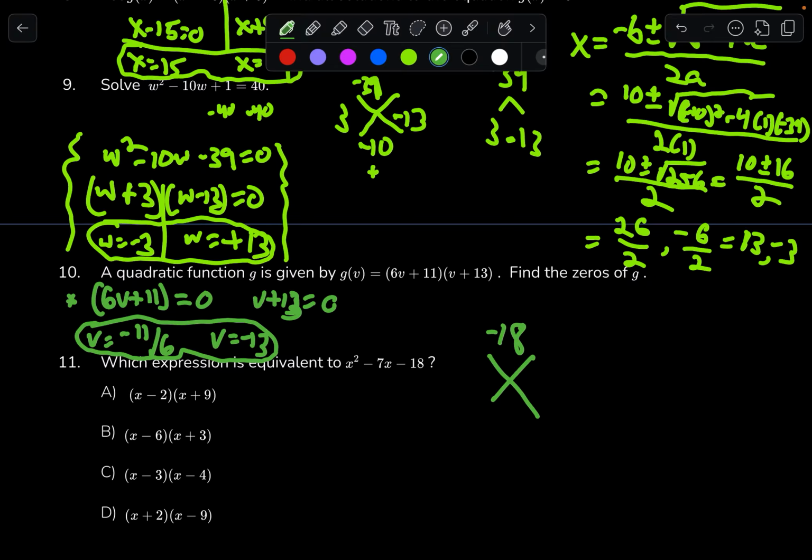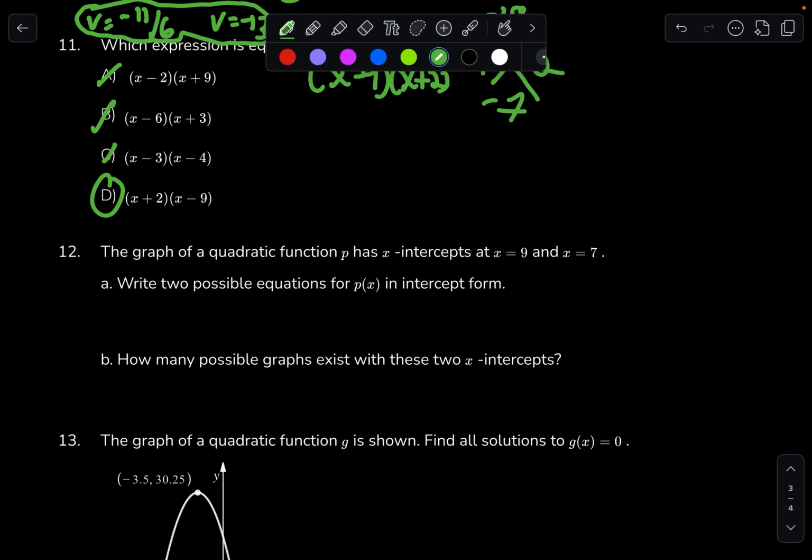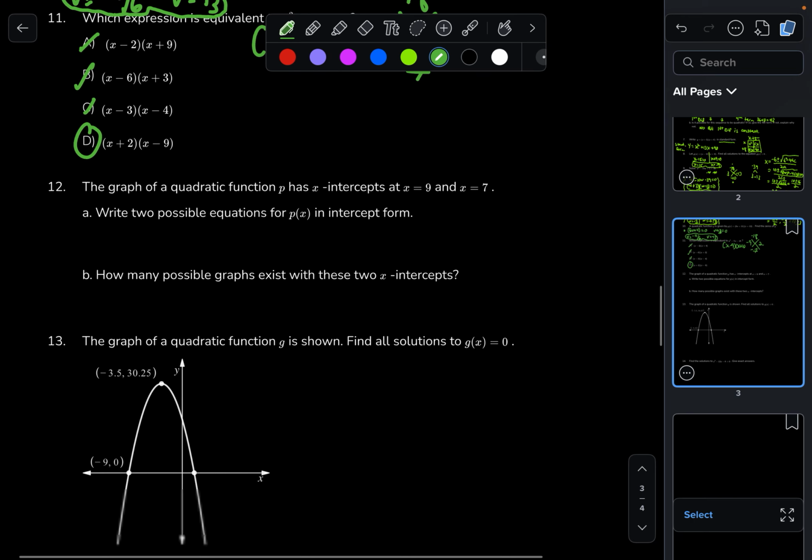What two numbers multiply to negative 18 and add up to negative 7? Well, I hope you guys know that's negative 9 and 2. So it's x minus 9, x plus 2. Obviously, it's not that one because that's the reverse of the signs. We don't have 6 and 4 or 6 and 3, nor 3 and 4, but we do have a positive 2 and a negative 9. The answer was D.